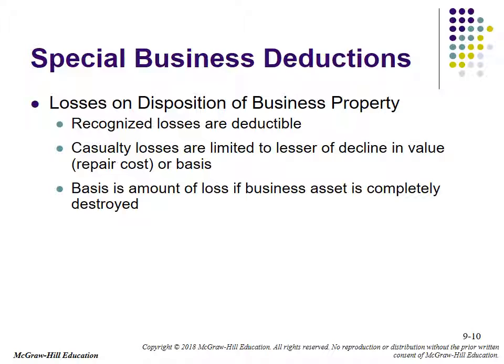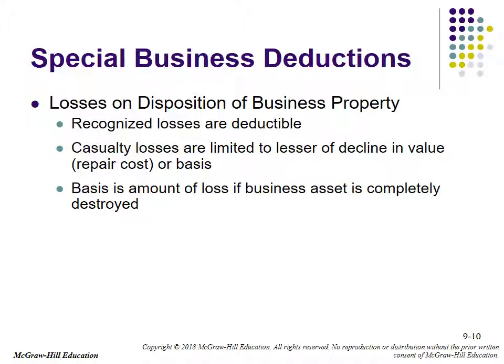Casualty losses are limited to the lesser of the decline in value, how much it costs to repair, or how much the basis is. Basis is the amount of loss if the business asset is completely destroyed. So let's take a look at an example.